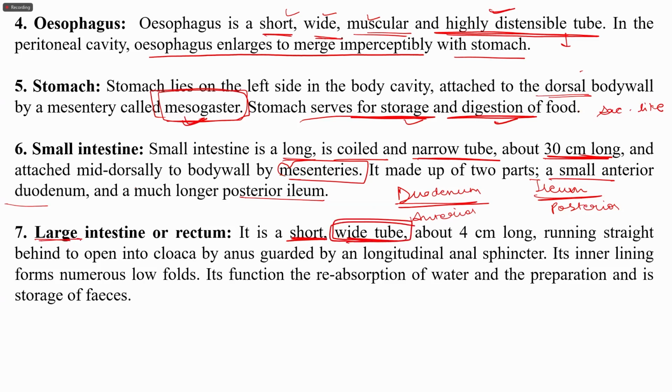This we need to remember: if we are talking about the length, then the length of the small intestine is larger as compared to the large intestine. But if we talk about the width, then the width of the large intestine, or here the rectum in frog, is wider than the small intestine. It is a short wide tube about 4 centimeter long, running straight behind to open into the cloaca by the anus, guarded by a longitudinal anal sphincter. Its inner lining forms numerous low folds. Its function is the reabsorption of water and the preparation for the storage of the feces.